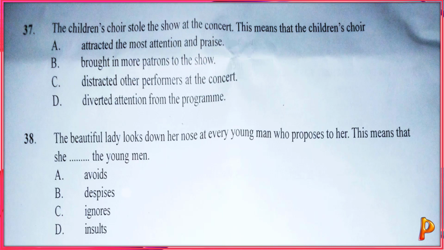Question 38. The beautiful lady looks down her nose at every young man who proposes to her. This means that she dash a young man. A. avoids, B. despises, C. ignores, D. insults. The correct answer to this question is answer space B. The beautiful young lady looked down her nose at every young man who proposes to her. This means that she despises a young man.